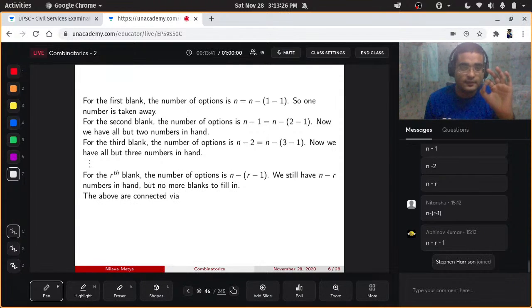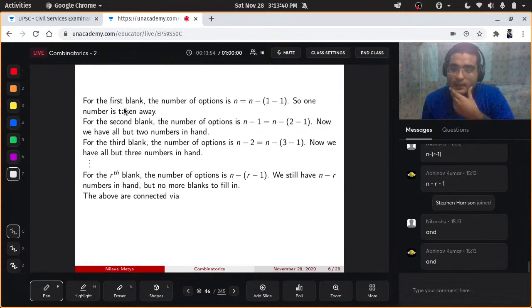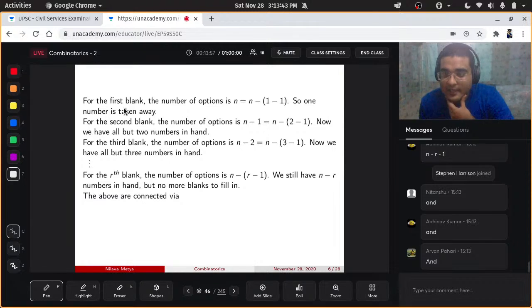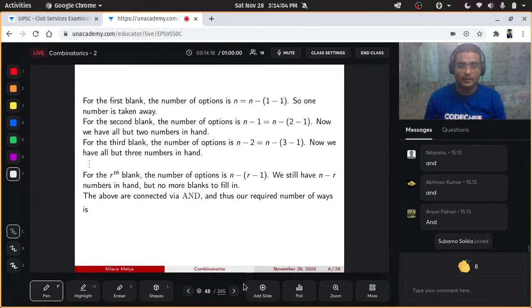Now the above things are connected via what conjunction? Is it and, or is it or? I'm looking for some replies in the chat. Some of you are saying that they are connected via and. If they are connected via and, the number of required ways is, since they are connected via and, we need to multiply these numbers. So we multiply n minus 1, and so on till n minus r minus 1.